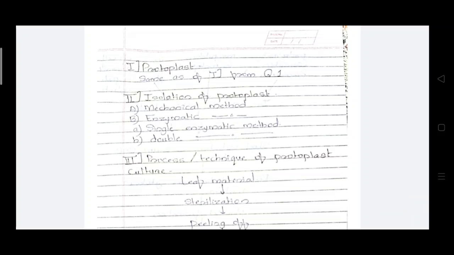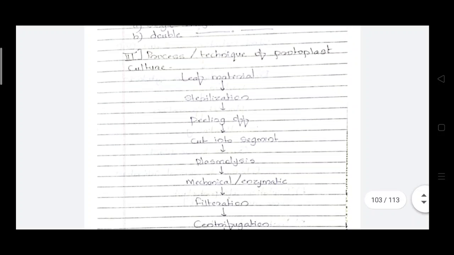This isolation of protoplast is done by using two methods, that is, the mechanical method and the enzymatic method. In the enzymatic method, two methods are used: one is the single enzymatic method and the other is the double enzymatic method. Those methods I have already discussed in previous videos. So let's talk about the process or techniques of protoplast culture.